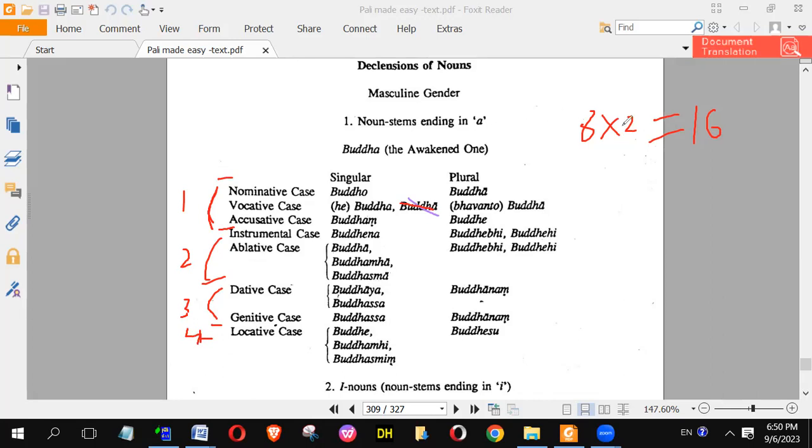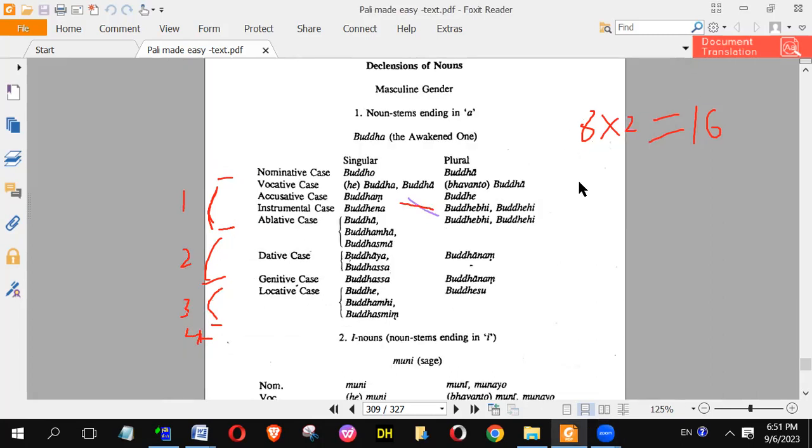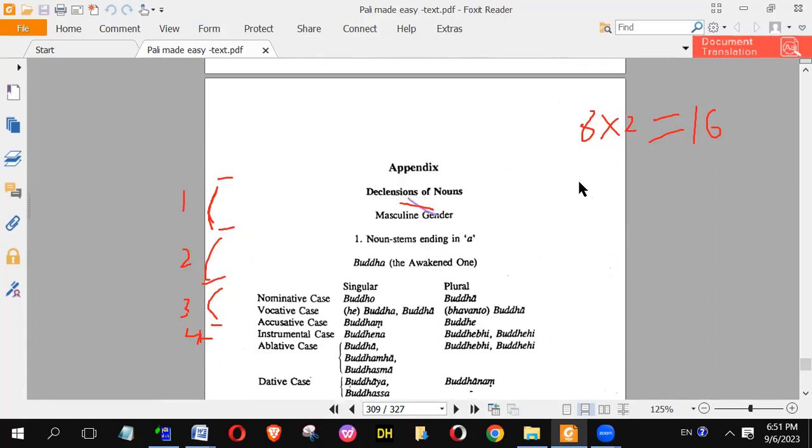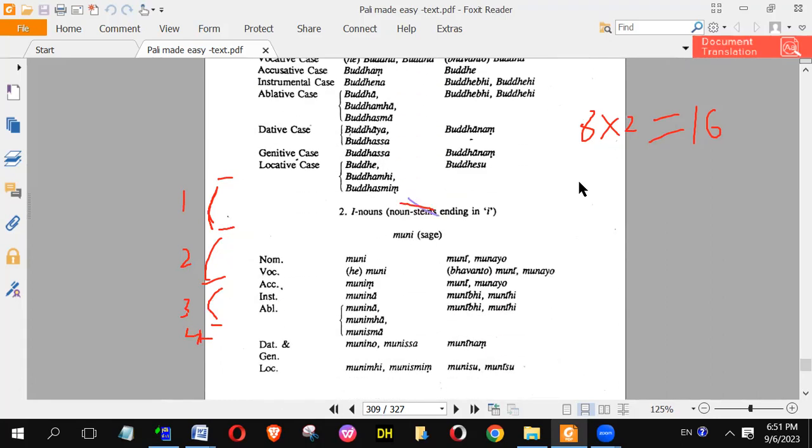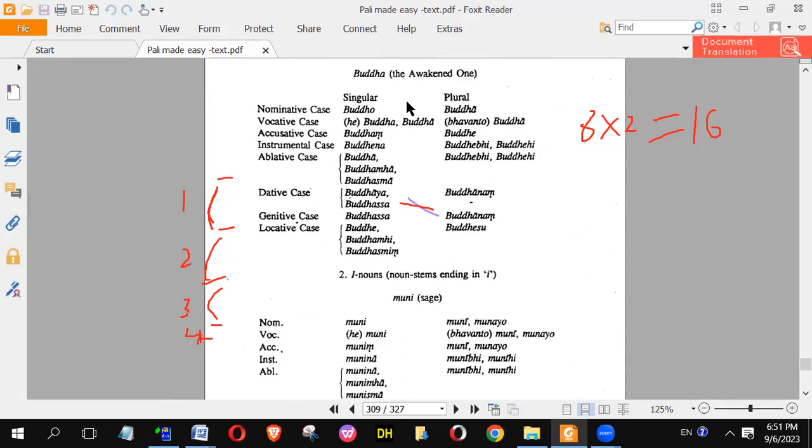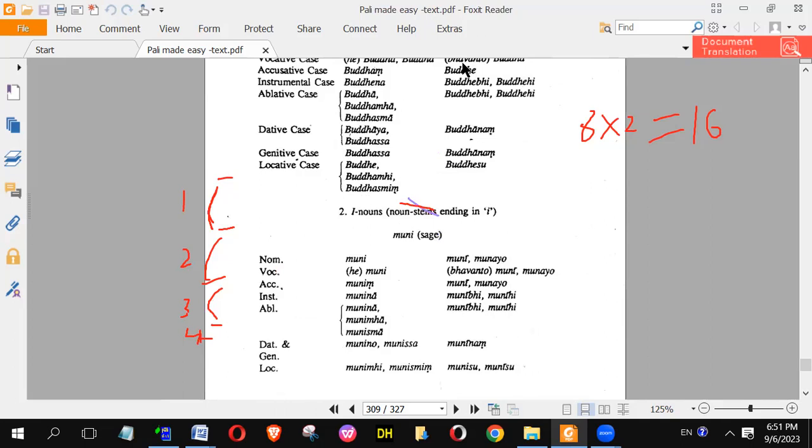Okay, so you can find this on page one. First you memorize this one. After that, when you get it right, the next thing you do is memorize the i sound: Muni, Muni, Munayo. Like just now, you break it into 4 blocks and memorize it. That's the method we use.